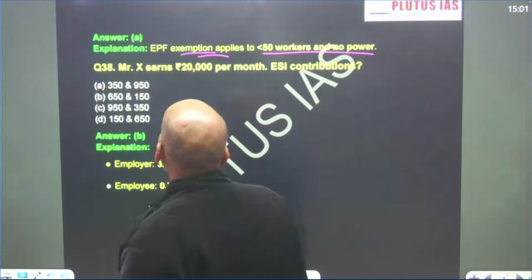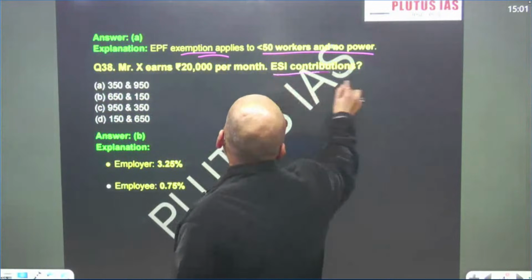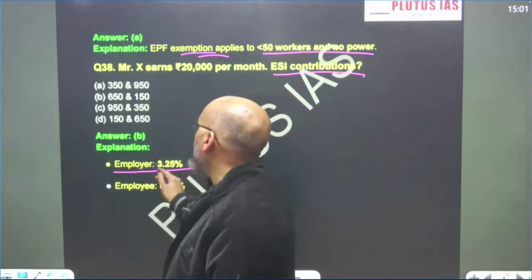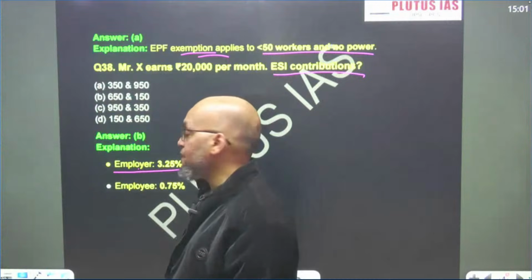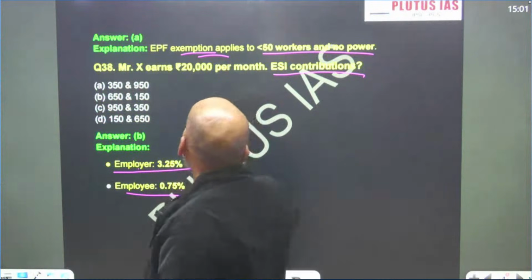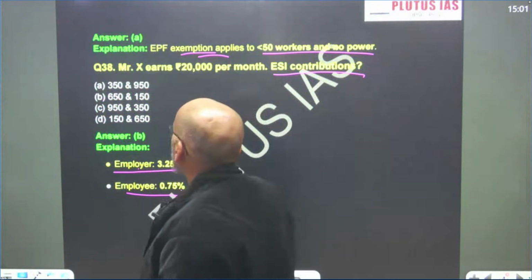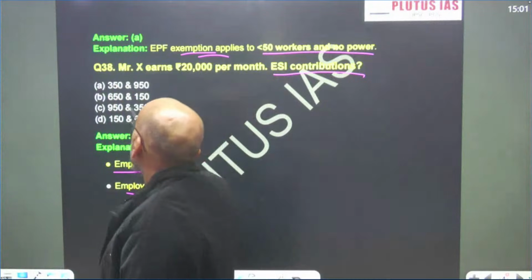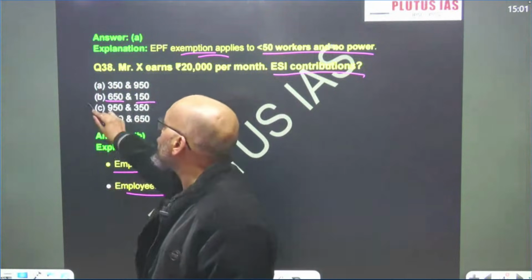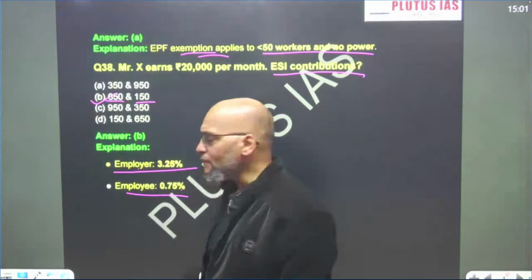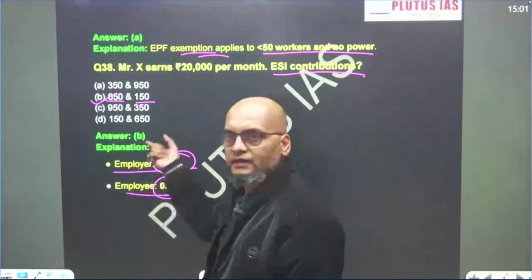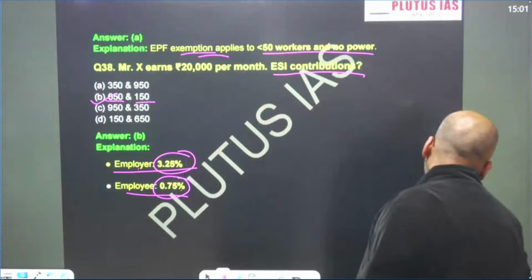Okay. Next is, Mr. X earns 20,000 per month. So his ESI contribution would be, see guys, the employer is going to pay 3.25% and the employee is going to pay 0.75%. So if you find out 3.25% of 20,000, it comes out as 650 and 0.75% comes out as 150. So option B is correct. Okay. So if you are aware of this percentage, that is 3.25 and 0.75, the question was an easy question.